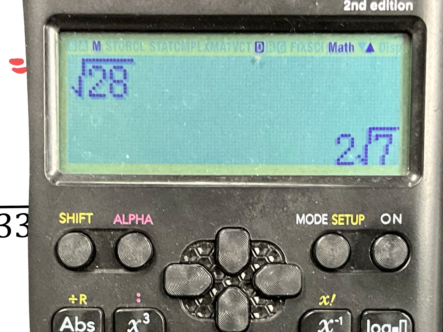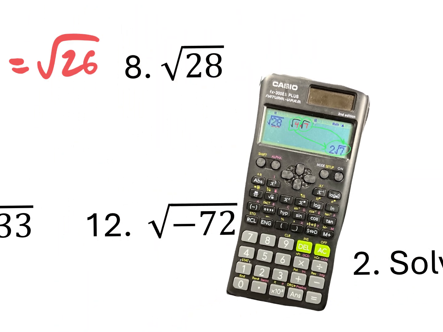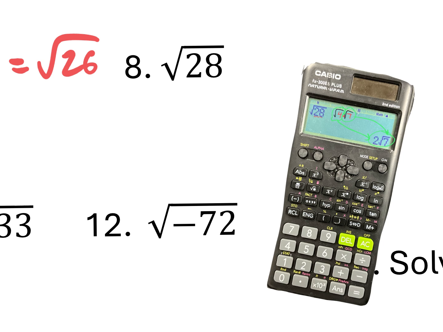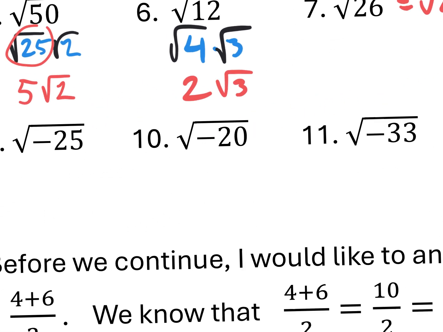Again, the process, if you didn't have a calculator, you'd be like, well, 28 is not a perfect square number. Could I rewrite it with multiplication to get a perfect square number? Yeah, 4 times 7 is 28. And if you split the root, you can now do the square root of 4, which is 2, and the square root of 7 stays. That's how you get 2 square root of 7. But the calculator does it for you. So 2 square root of 7 is the answer to number 8. So yes, you could use a calculator.